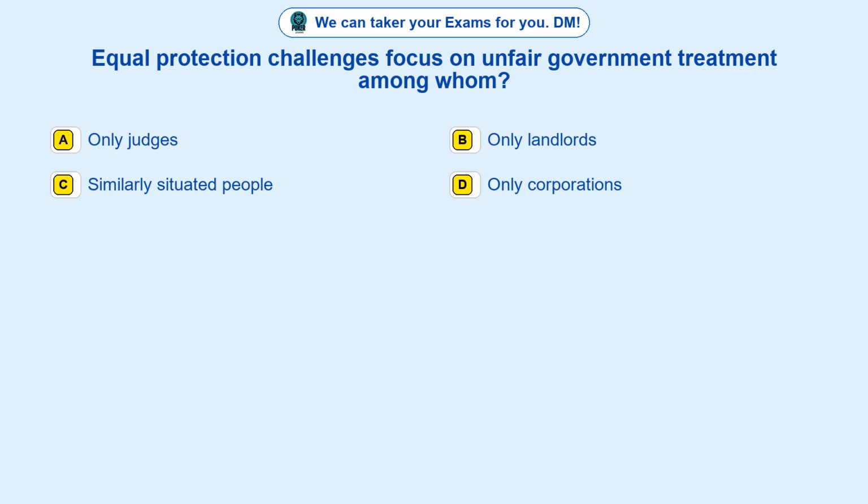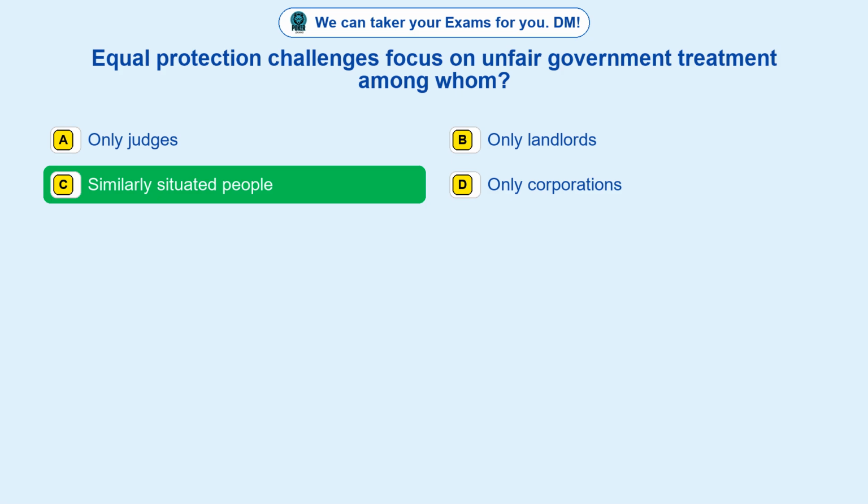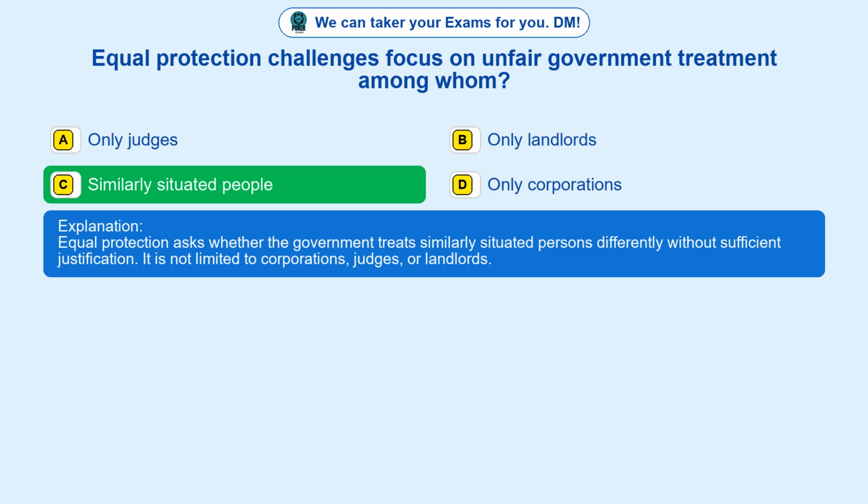Question 43. Equal protection challenges focus on unfair government treatment among whom? Option A, only judges. Option B, only landlords. Option C, similarly situated people. Option D, only corporations. The correct answer is option C, similarly situated people. Equal protection asks whether the government treats similarly situated persons differently without sufficient justification. It is not limited to corporations, judges, or landlords.